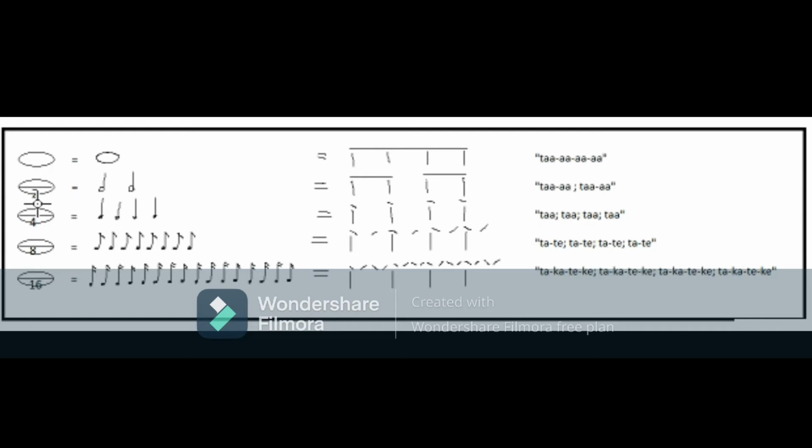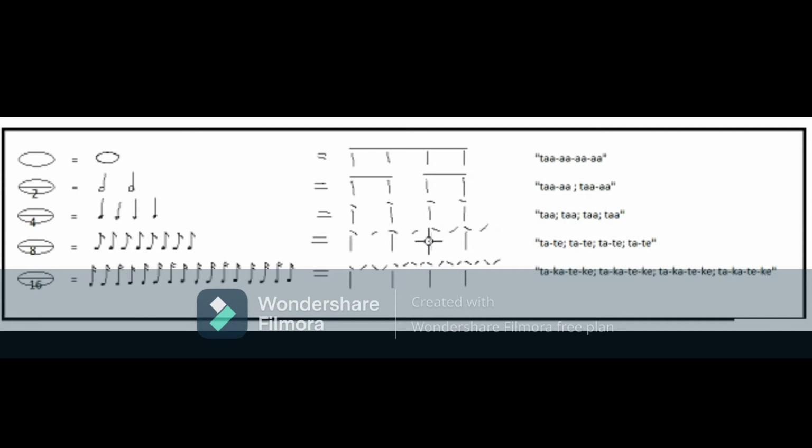Ta. Where it is halved, it produces half notes called minims, each minim counting 2 beats. Where it is divided into quarters, we have quarter notes called crotchets, each crotchet counting 1 beat. Ta, ta, ta, ta. Where it is divided into eighths, we get 8 notes called quavers, each quaver counting half a beat.